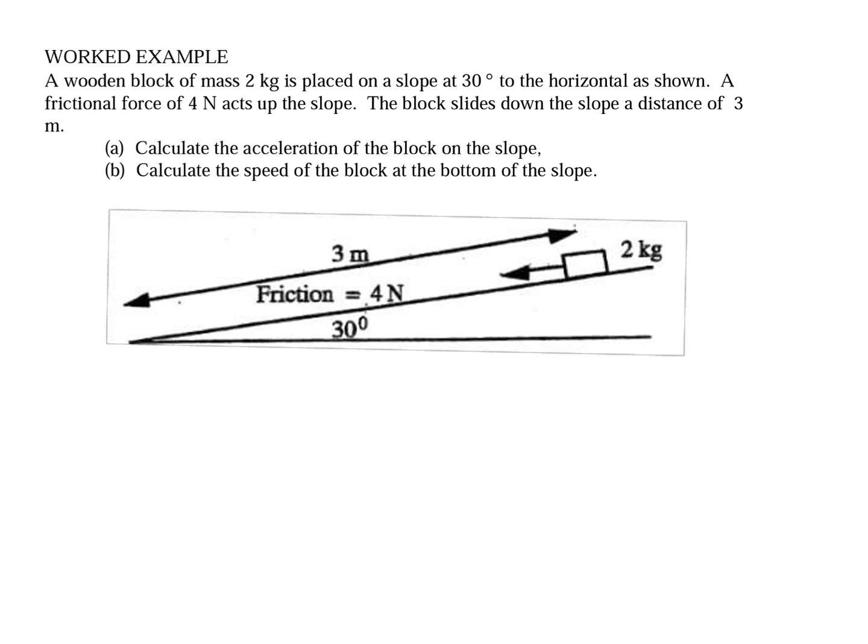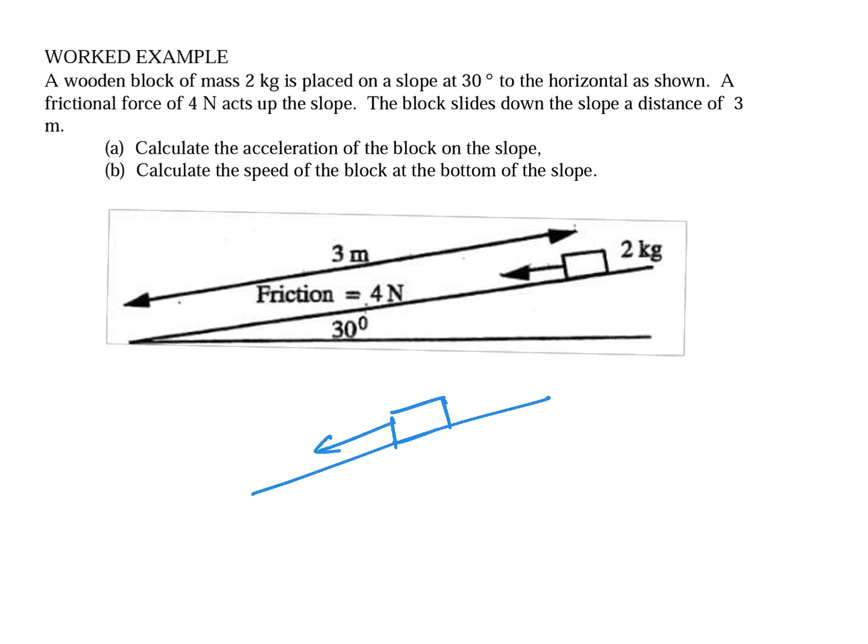So here's our worked example. A wooden block of mass 2 kilograms is placed on a slope at 30 degrees. A force of friction of 4 newtons acts up the slope. The block slides down the slope a distance of 3 meters. Calculate the acceleration of the block on the slope. Calculate the speed of the block at the bottom of the slope. So this is going to give us a wee bit of revision of some stuff that we've done previously. So we're going to consider a free body diagram down the slope, or up and down the slope, for our object.